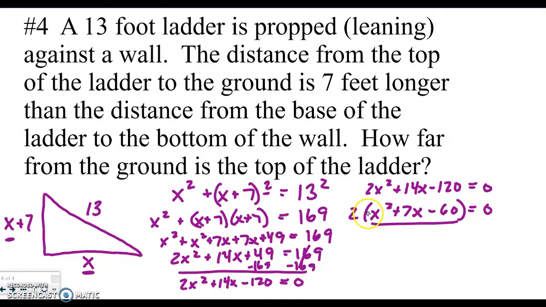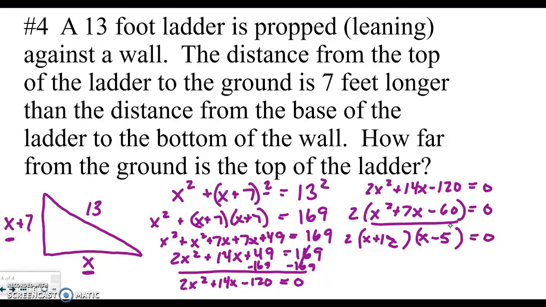Luckily enough, a is equal to 1, which is always a good thing because in this case it makes it easy. I just have to look at the negative 60 and find factors of negative 60 that add up to positive 7. And those two factors are going to be positive 12 and negative 5.